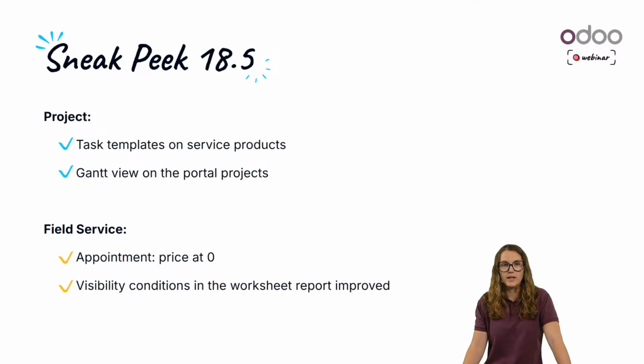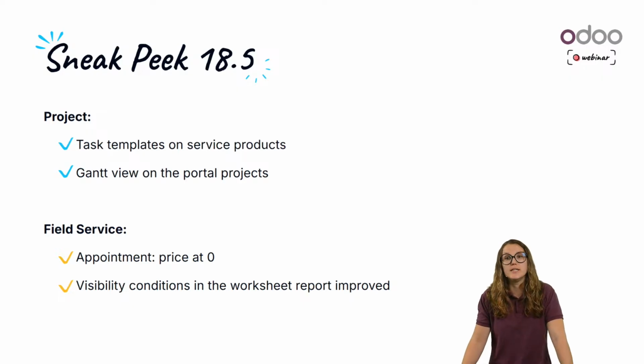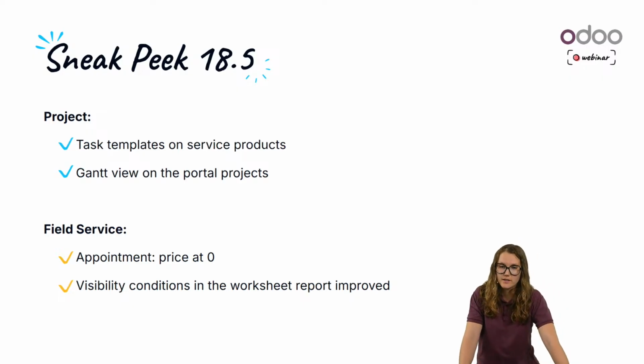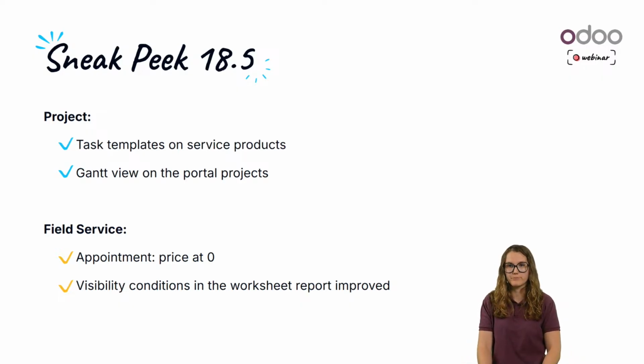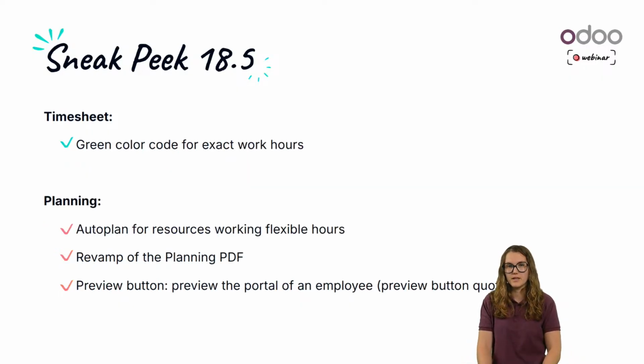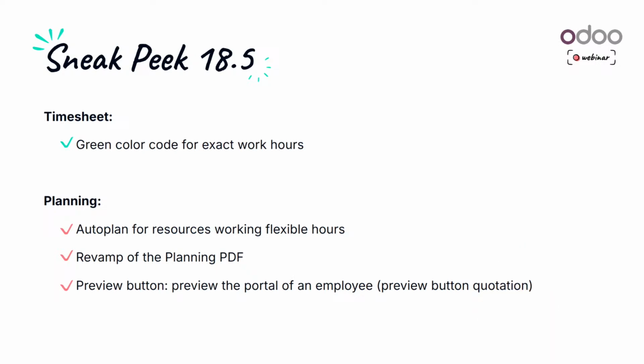And then we also have an improvement in the visibility conditions in the worksheet. Before, if we had visibility conditions, the label of the field was still visible. Well, now it's going to be real visibility conditions in the worksheets. Next one, for the Timesheet app, we will have a green color code for exact work hours. Currently it is black, so it might lead to confusion, but it will turn green from 18.5.